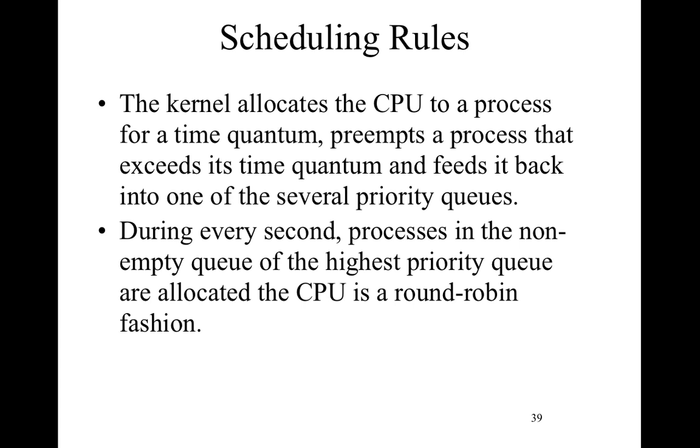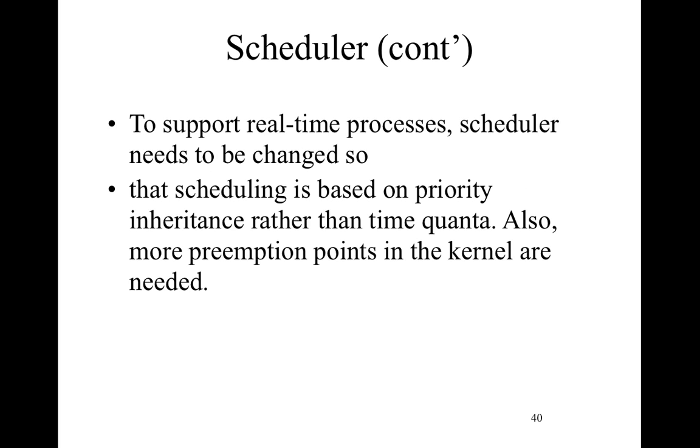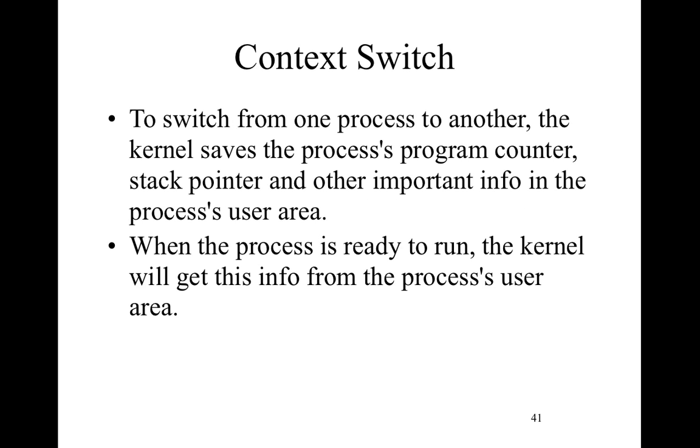All right, so the scheduling rules: every second, the process in a non-empty queue that has the highest priority is going to be allocated some CPU time. This is just blindly saying a round-robin fashion. You don't necessarily need to use round-robin. If you take an undergraduate operating systems course, you'll learn about first in, first out, last in, first out, all these scheduling algorithms. So, schedulers have support for real-time processes, and the scheduler needs to change so that the scheduling is based on priorities. So we have a priority-based system, with inheritance rather than time quantum. Preemptive points in the kernel are needed as well.